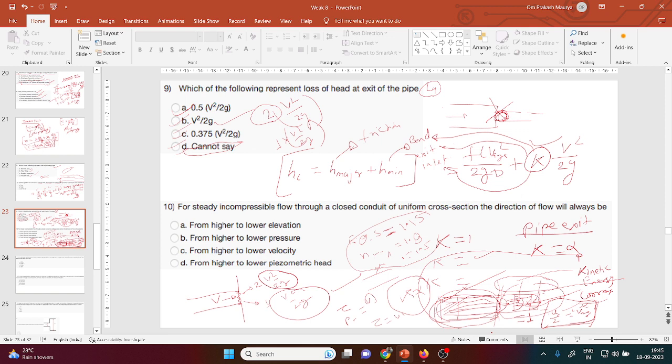Yes, sir. Okay, so question number 10: for a steady incompressible flow through a closed conduit of uniform cross section, the direction of flow will always be from higher to lower elevation, from higher to lower pressure, and option C, from higher to lower velocity, or from higher to lower piezometric head. So please write your answer in the chat box for this question.